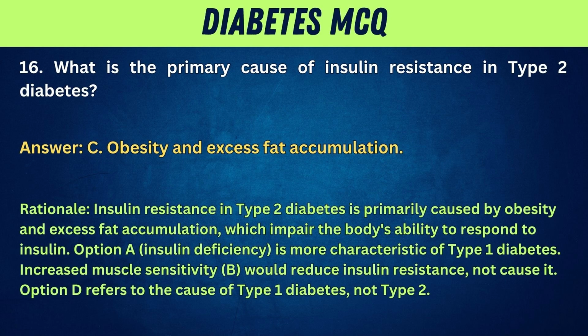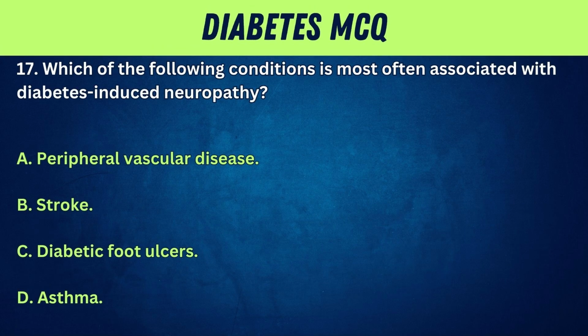Rationale: insulin resistance in type 2 diabetes is primarily caused by obesity and excess fat accumulation, which impair the body's ability to respond to insulin. Option A, insulin deficiency, is more characteristic of type 1 diabetes. Increased muscle sensitivity, B, would reduce insulin resistance, not cause it. Option D refers to the cause of type 1 diabetes, not type 2. 17.